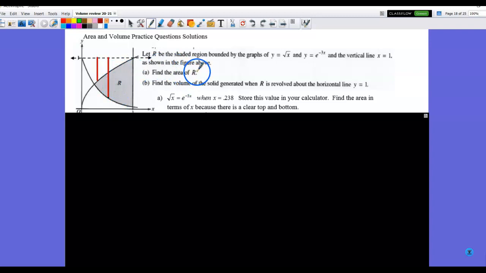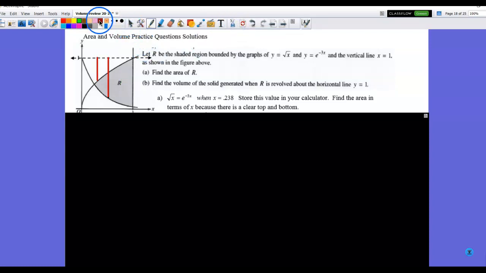Note they did not say in terms of x or in terms of y, so we've got to analyze this situation and decide what makes the most sense. So if we put a little man in there like that, we can see that there is a top and a bottom. So let's get rid of that. Clear those annotations.